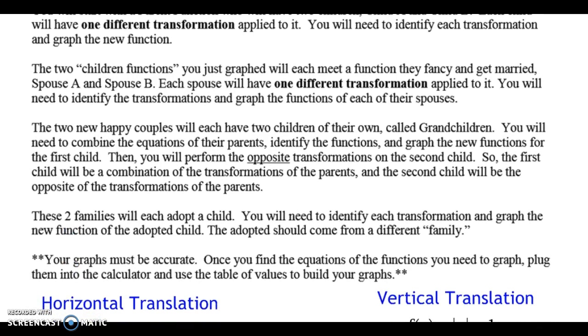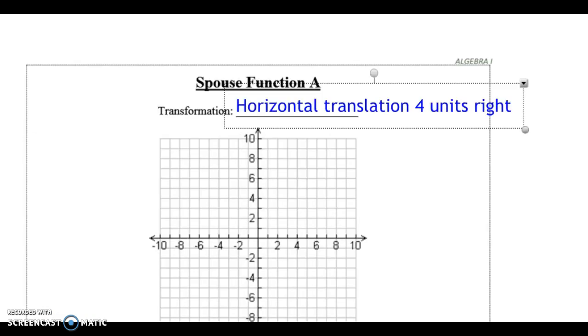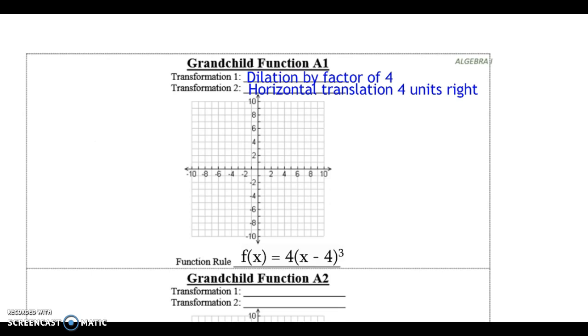So if I direct your attention back to the beginning, you should see where it says the new happy couples will each have 2 children of their own called grandchildren. You're combining the equations of their parents to graph the new functions for the first child. Then you're performing the opposite transformations on the second child. So the second child, aka grandchild function A2, is going to have the same transformations but opposite. So in other words, they're the same type of transformation, but they are the opposite direction.